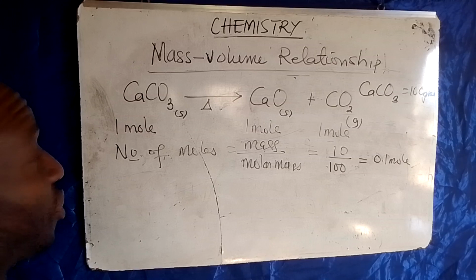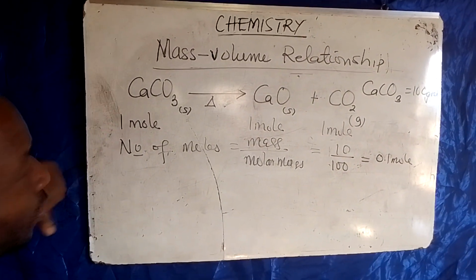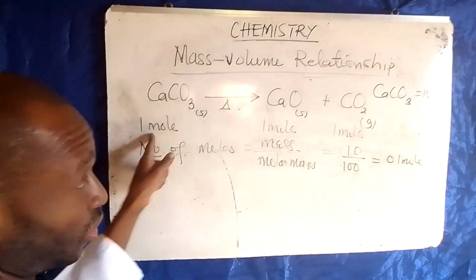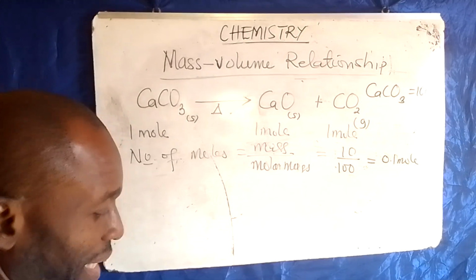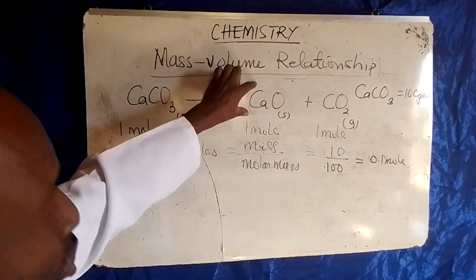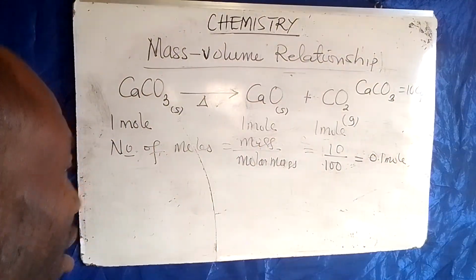Now, from the stoichiometry, you already know that 1 mole of calcium trioxocarbonate(IV) is producing 1 mole of calcium oxide. So 0.1 mole will also produce what? 0.1 mole. But the examiner is asking you to find the mass of calcium oxide produced. It's not asking you for mole. You have gotten the mole. So what next are you going to do?